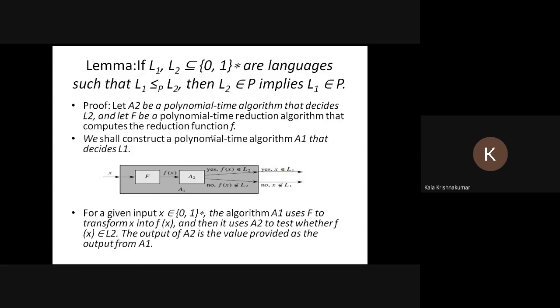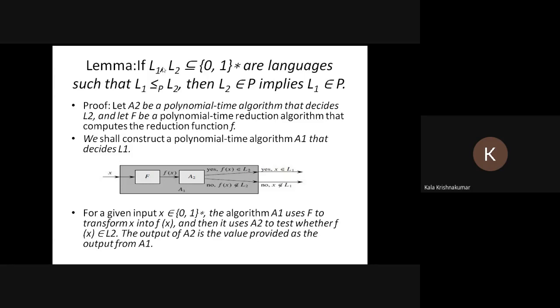Then one lemma. If L1, L2, subsets of {0,1}*, are languages such that L1 is polynomial time reducible to L2, then L2 is an element of P implies L1 is also an element of P. Okay. So this P means the class P, which means the set of languages which can be solved in polynomial time. Okay.